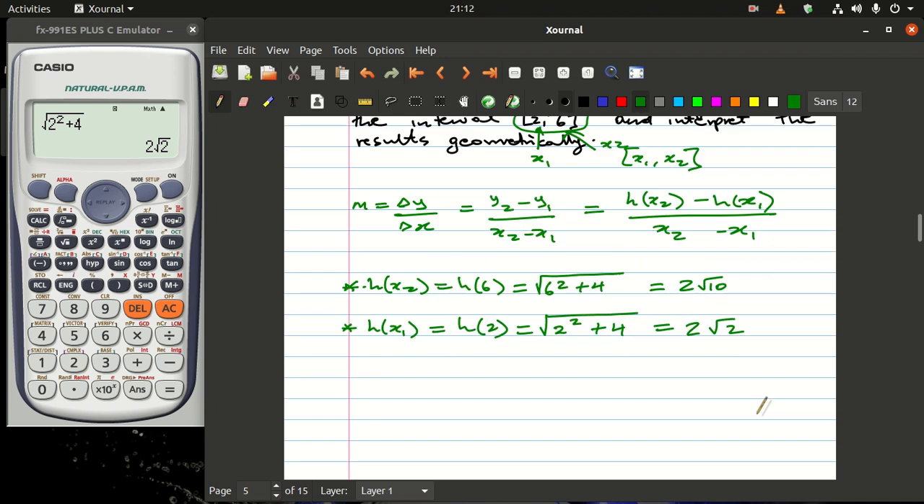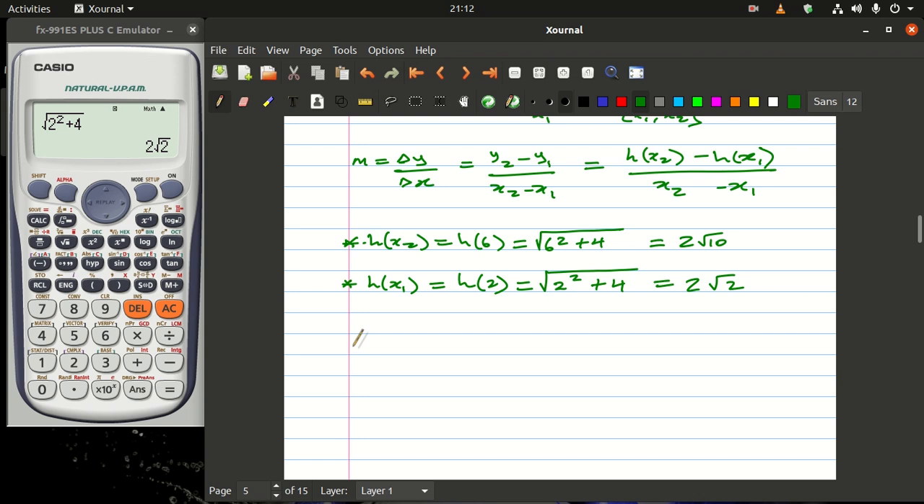So you have those nice calculations there, and then our m, which is delta y divided by delta x, is just equal to this part here. We said that it is 2 root 10 minus this part here, which we said is 2 root 2, and then you divide that by x2 minus x1. x2 was 6 and x1 was 2. So here you will find out that 2 is common. I can take it out, and then I will have square root of 10 minus square root of 2, all over 6 minus 2, which is 4.